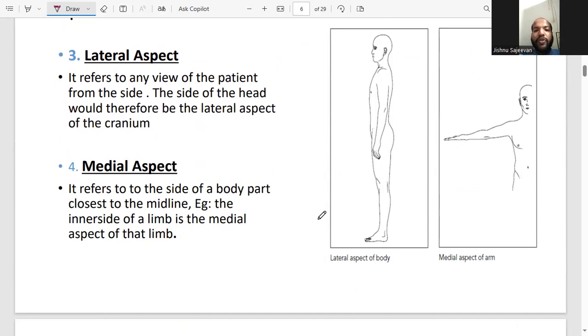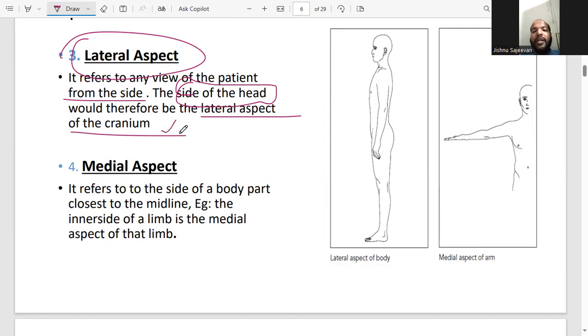In this slide, we will be discussing the lateral aspect. Lateral aspect means when we are viewing the patient from the side direction. The side of the head would therefore be the lateral aspect of the cranium. That means the side part of the head is called the lateral part of the cranium. Clear? Then moving on to the next term.